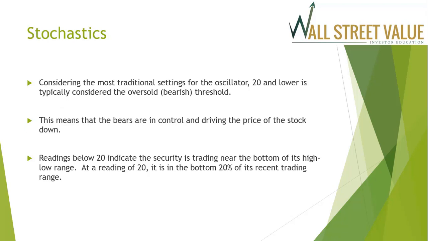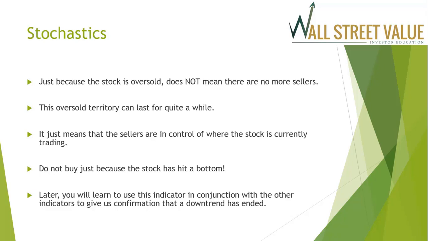Considering the most traditional settings for the oscillator, 20 and lower is typically considered the oversold or bearish threshold. This means that the bears are in control and driving the price of the stock down. Readings below 20 indicate the security is trading near the bottom of its high-low range. At a reading of 20, it is in the bottom 20th percentile of its recent trading range. And just because the stock is oversold does not mean there are no more sellers.